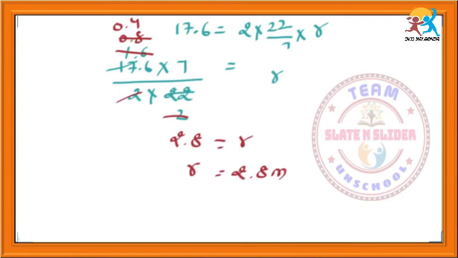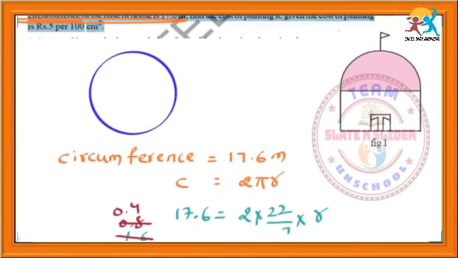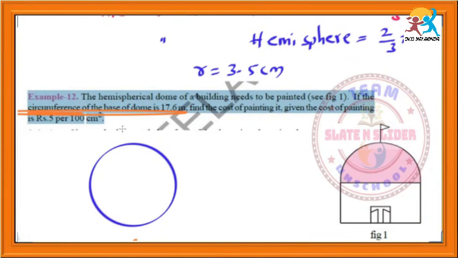And after getting this, we will go through the question again. The hemispherical dome of a building needs to be painted if the circumference of the base is 17.6 meters. Find the cost of painting it if given the cost of painting is rupees 5 per 100 centimeters square.